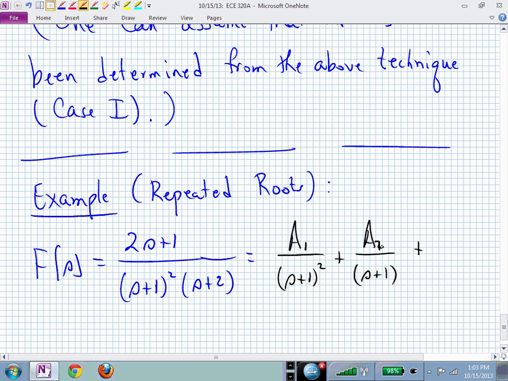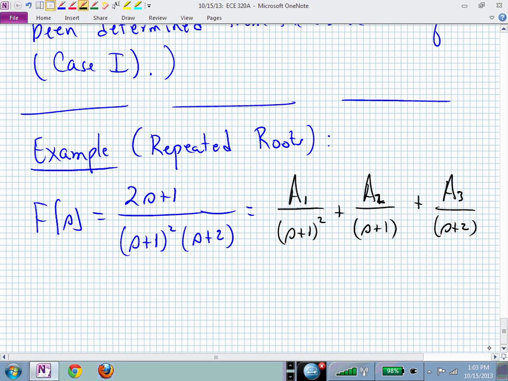And that should have been an A sub 2 over S plus 1. Those are not the same coefficients. We have an A1, an A2, an A3, depending on how many we have. And now we have an A sub 3 over S plus 2.